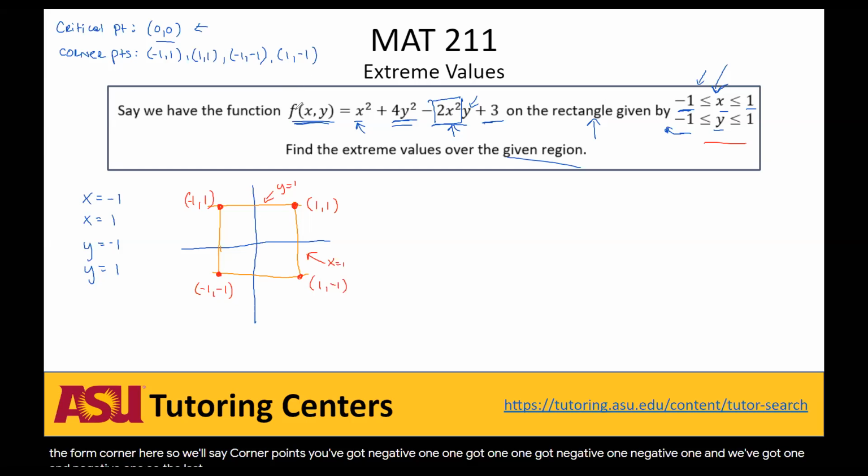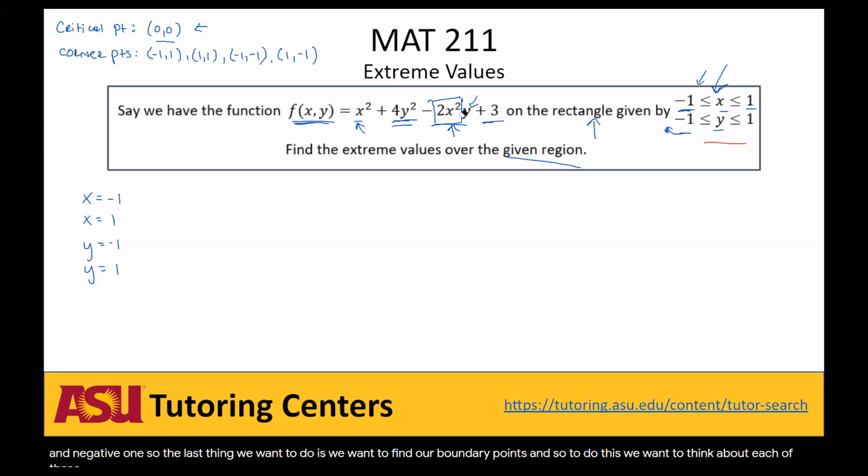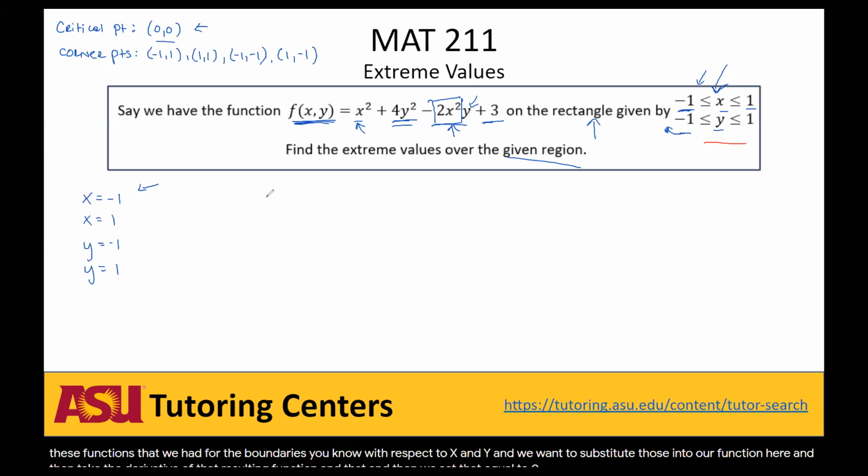So the last thing we want to do is we want to find our boundary points. And so to do this, we want to think about each of these functions that we had for the boundaries, with respect to x and y. And we want to substitute those into our function here and then take the derivative of that resulting function. And then we set that equal to 0 and solve for points. I'll show you what that means. So let's start with our x equals -1 here.